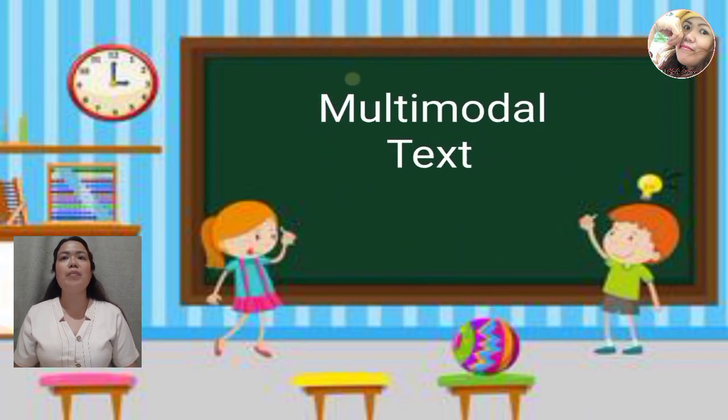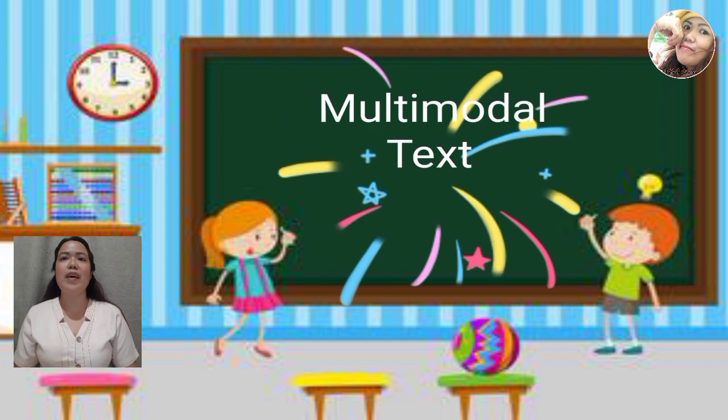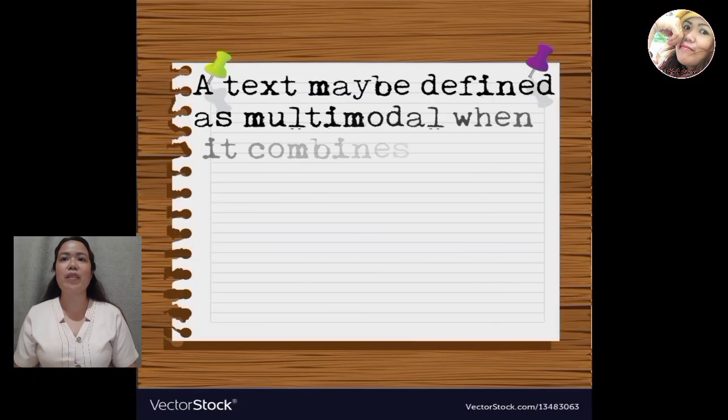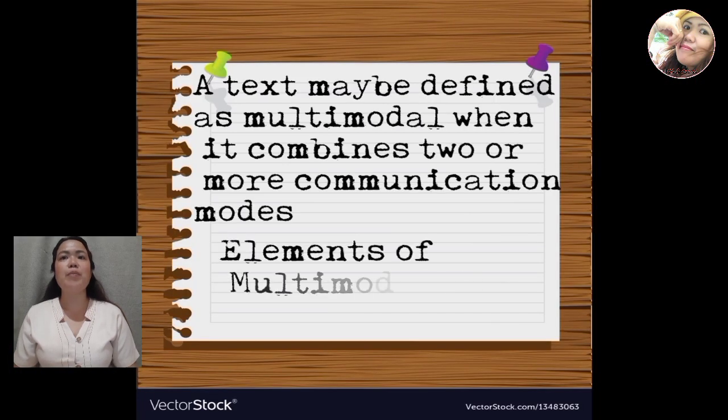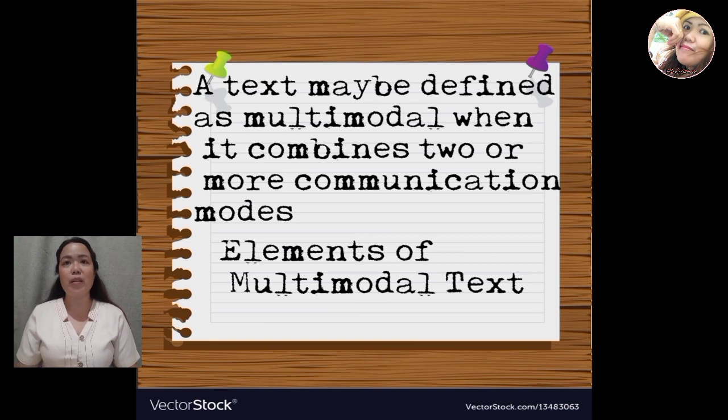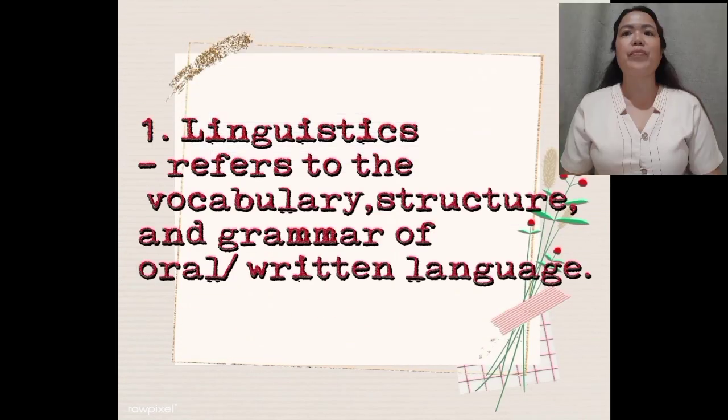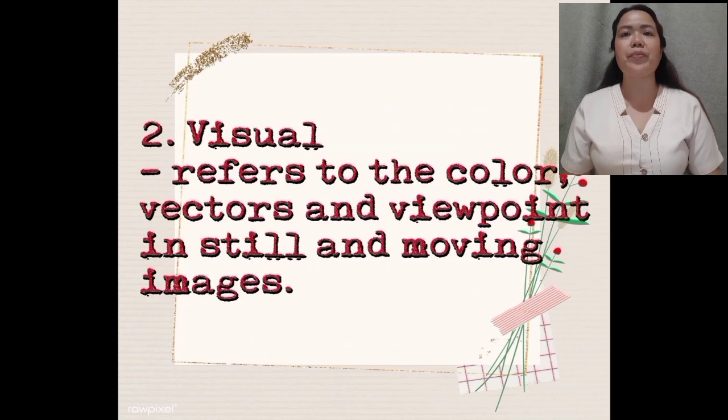This is multimodal text. A text may be defined as multimodal when it combines two or more communication modes, and we also have elements of multimodal text. Number 1, linguistics, refers to the vocabulary, structure, and grammar of oral or written language.